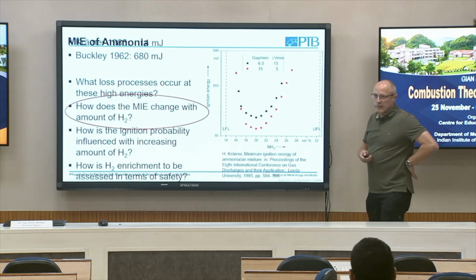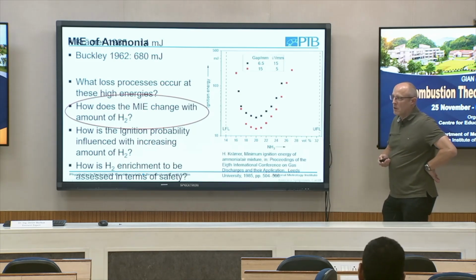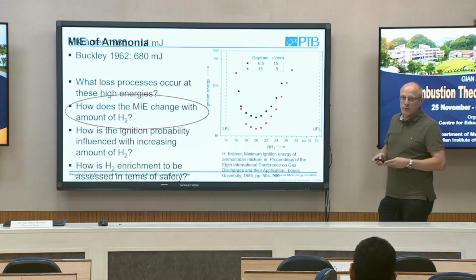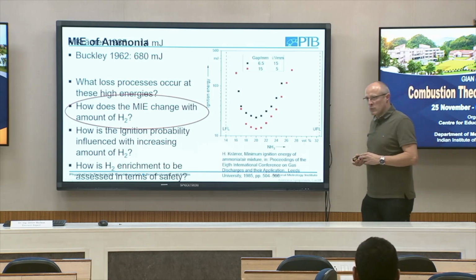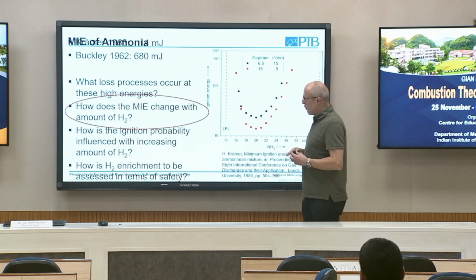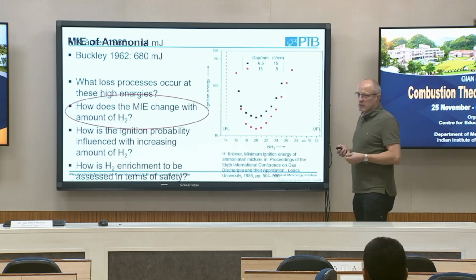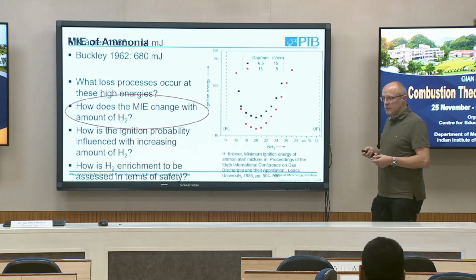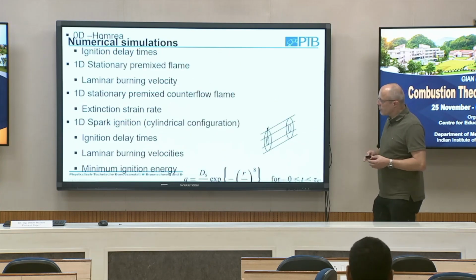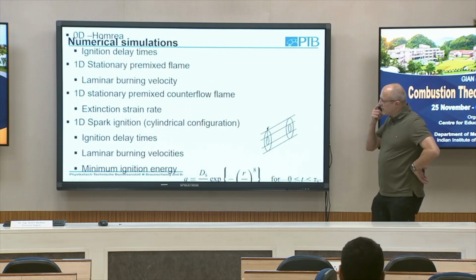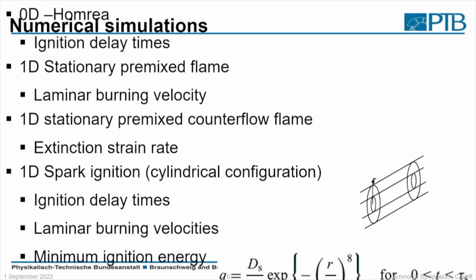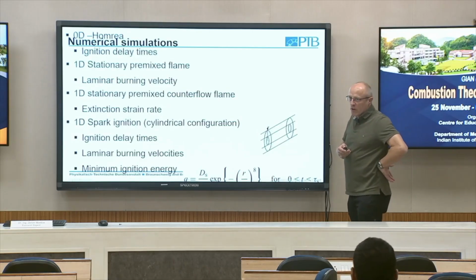So now the question is, if we want to use in the future ammonia-hydrogen air mixtures for different applications, how will we have to consider this minimum ignition energy as a function of hydrogen composition? Because this is an important factor if we want to consider safety aspects. So how can we simulate it? This is an extension of the tools I have shown you in the morning.